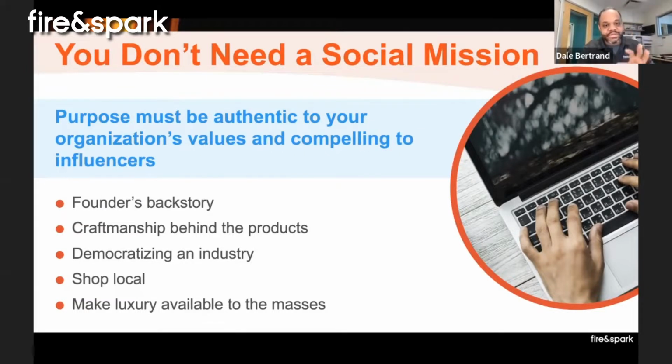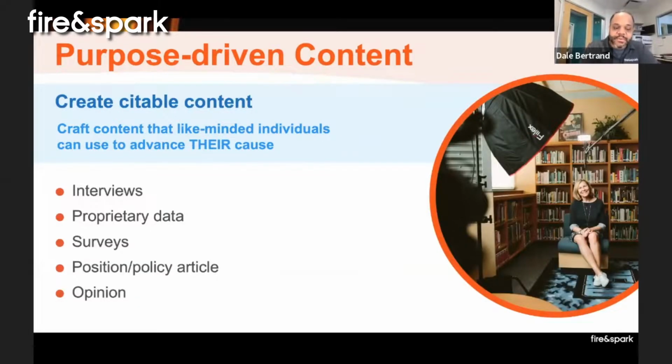Also important, you don't need a social mission. It could be the founder's backstory or your products that are your mission, but it does have to be authentic and compelling to influencers that you're reaching out to. Also, when you're building this purpose-driven SEO content, I like to think of it as citable content. So if I create an interview or a data-driven content piece or a survey or something like that, there are people who will link to it because they want to do their own advocacy. They're going to link to it as evidence for the message that they're trying to get out there. So that's why I like to think about this purpose-driven SEO content as citable content.